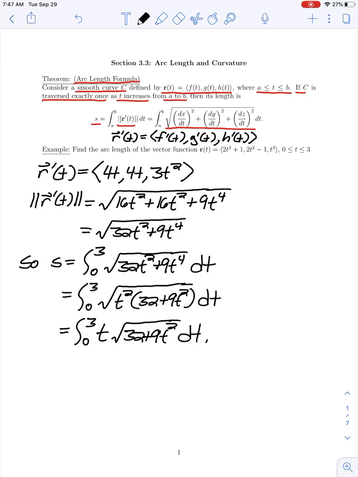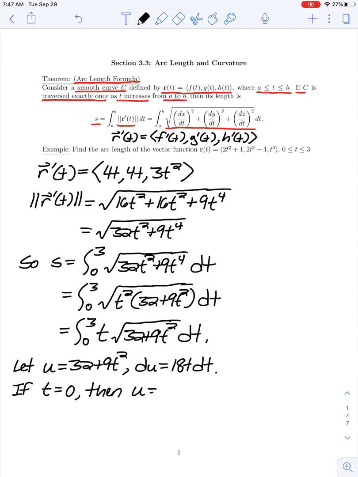Now, to evaluate this antiderivative, I can make use of a substitution. So if I let u equal 32 plus 9t squared, then du would be 18t dt. And if we change our limits of integration from t values to u values, let's see what we would have. So if our lower limit of integration was t equals 0, then u, which is 32 plus 9t squared, would be 32.